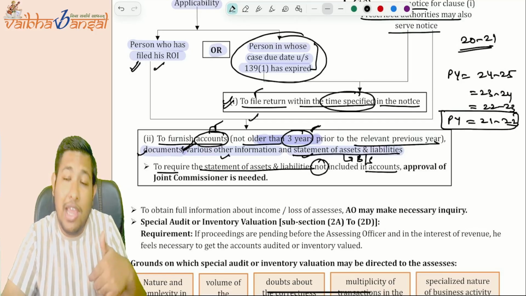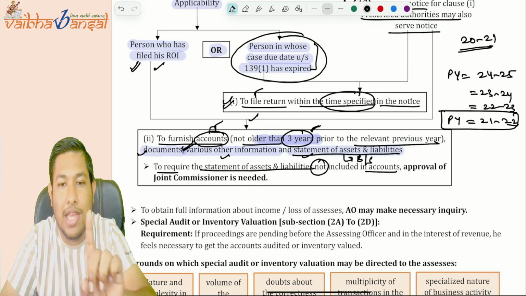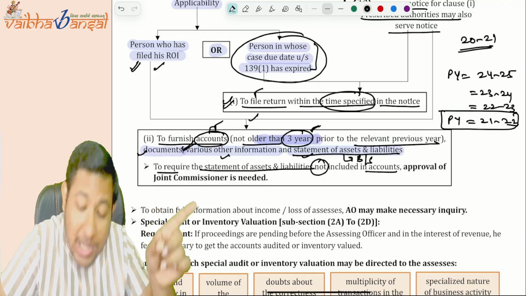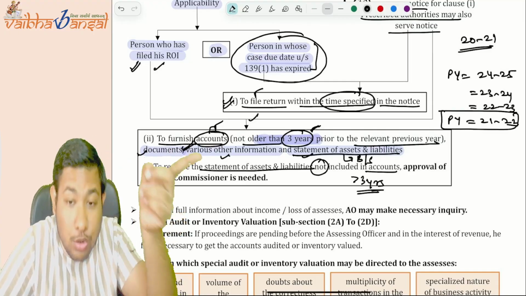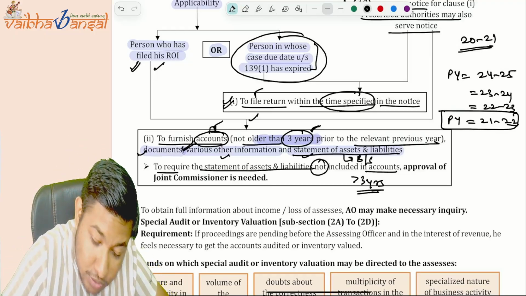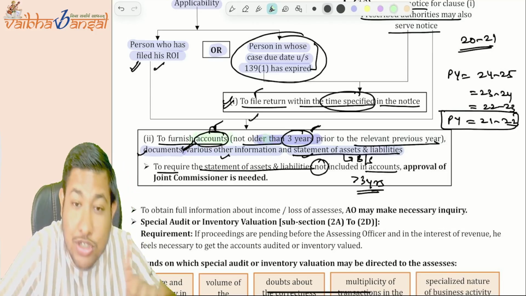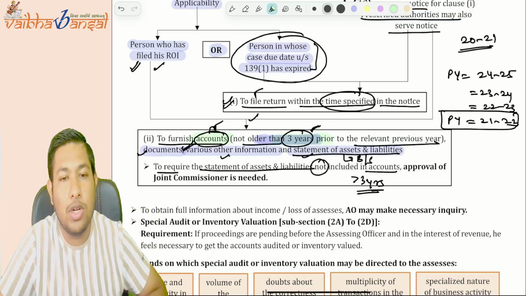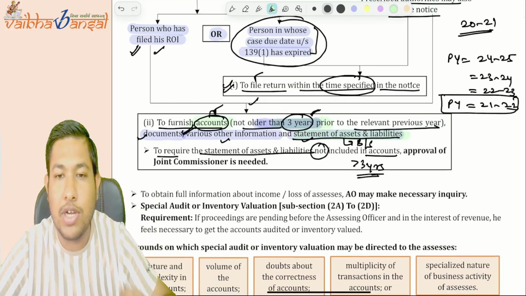Yes, but what if the assessing officer needs the statement of assets and liabilities, which is not included in the accounts, meaning it relates to a period prior to 3 years as well? See, we are saying that you can ask for the accounts, but they should not be older than 3 years. But the statement of assets and liability is a part of accounts.